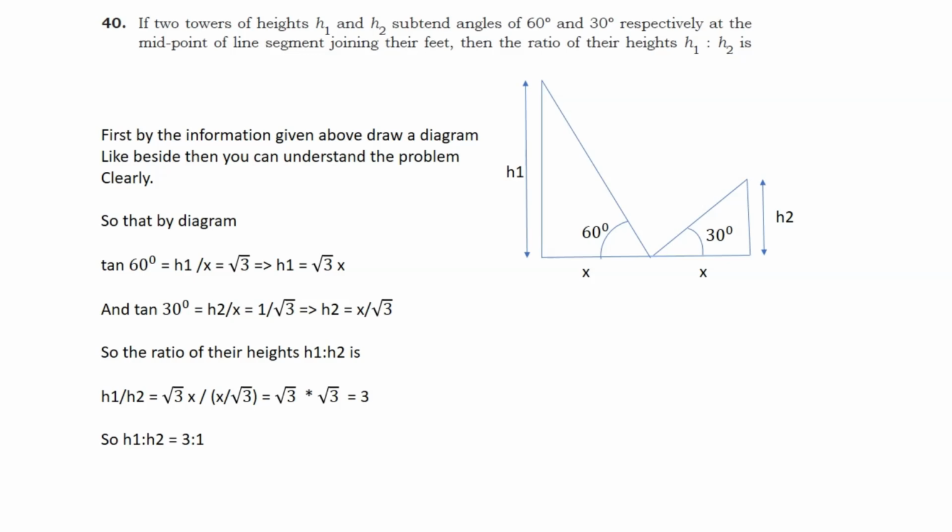Like that, tan 30 equals opposite side by adjacent side, means h2 by x equals 1 by root 3, as we know the value of tan 30 is 1 by root 3. So h2 equals x by root 3. We want the ratio h1 is to h2. So h1 by h2 equals root 3 x by x by root 3. So x gets cancelled out and root 3 into root 3 equals 3. So the ratio of their heights h1 is to h2 is 3 is to 1.